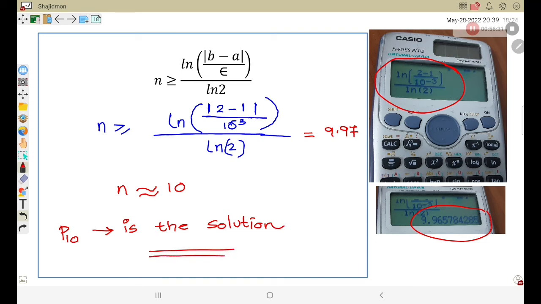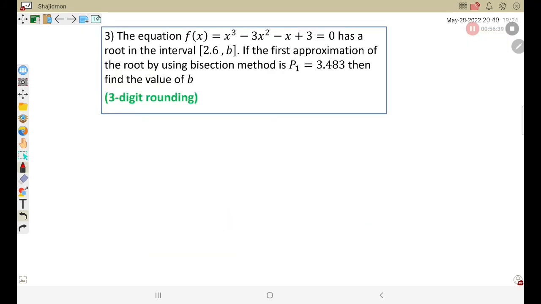How can we do this solution? Now we are doing some small questions, some multiple choice and short answer type questions. Question number 3. The equation f of x equal to x cubed minus 3x squared minus x plus 3 has a root in the interval 2.6 and b. The interval is already given: a is 2.6, b is not given. Now what else is given?